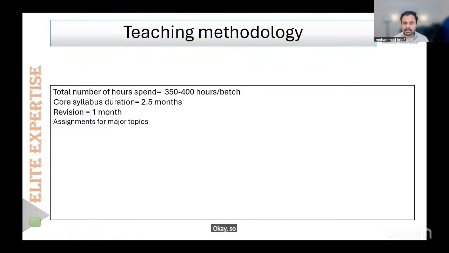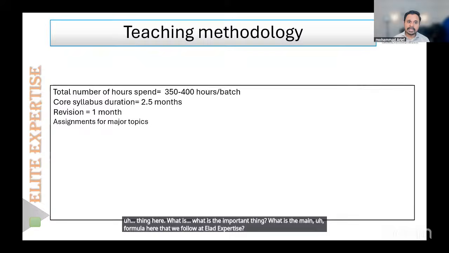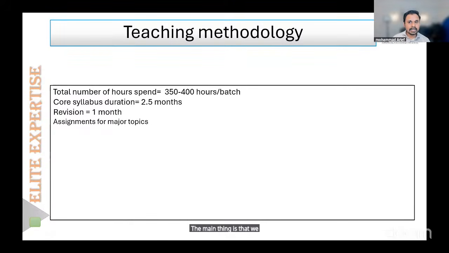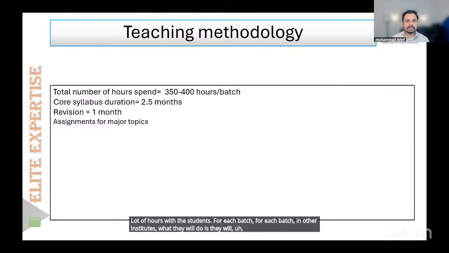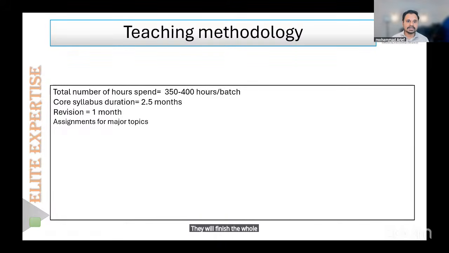So what is the main thing here? What is the main formula that we follow at Elite Expertise? The main thing is that we spend a lot of hours with the students. For each batch, other institutes finish the whole syllabus in 50 hours or 100 hours.